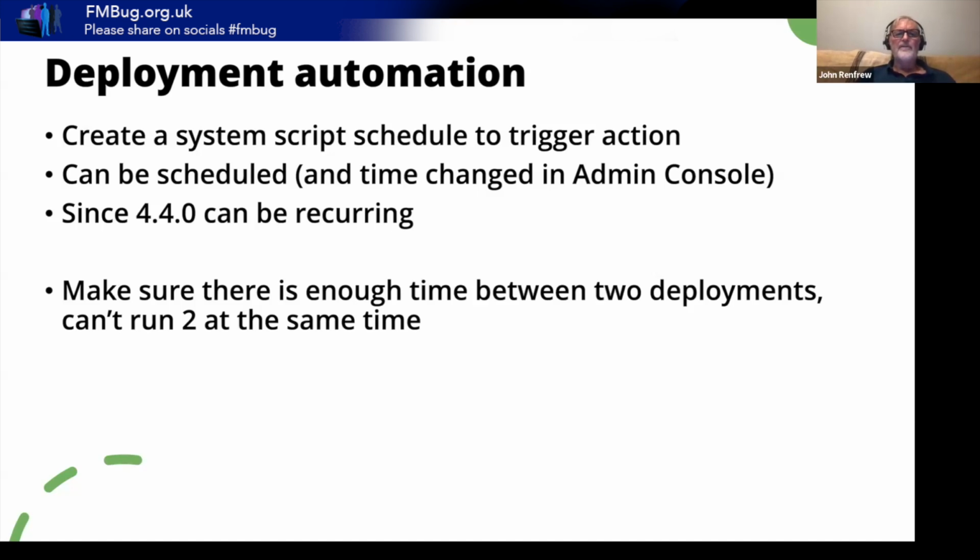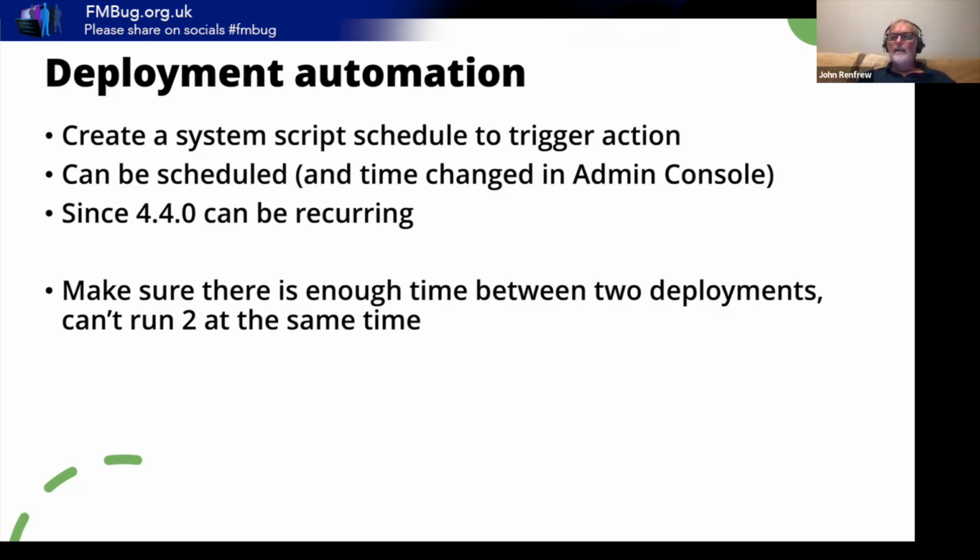And because it's now a script schedule in the admin console, if you decide you want to change the time it's running, you can go into the admin console and change the time in the script, because it's just going to run that script at that time. And since version 4.4 of Otto, that can also be recurring. Do the same task every Saturday night at midnight.